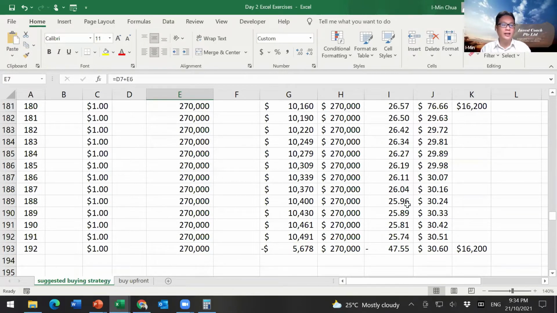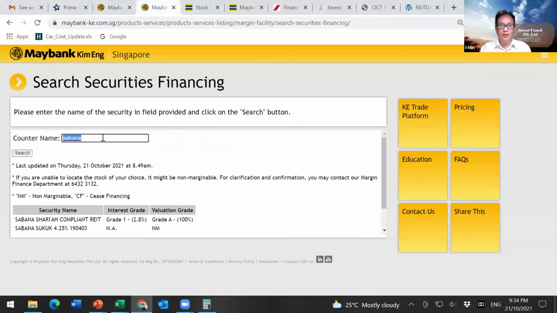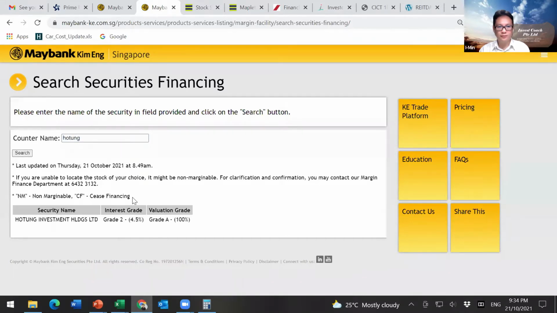So the answer to Lydia's question is yes, I will actually use high dividend stocks. But please take note, a lot of high dividend stocks, if they are not blue chip, are usually not grade one. Something to be careful of. For example, Hotong. You look at Hotong, very high yield. Hotong, you can see, is grade 2. So the interest is 4.5% and not 2.8%.